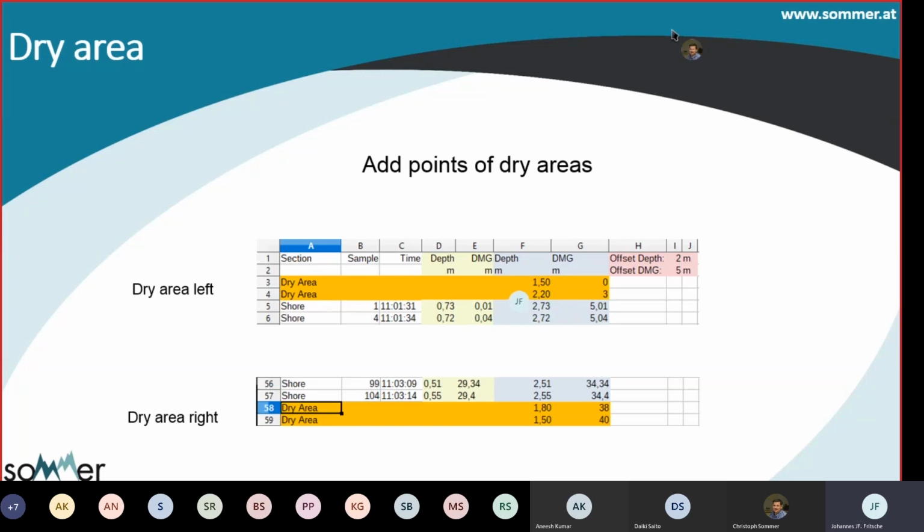So in our example, we have 2 more additional points on the left side at a distance of 1 meter, a depth of 1.5 meters, and at 3 meters distance, a depth or vertical distance of 2.2 meters. And also at the other end of the cross-sectional profile, 2 additional points.